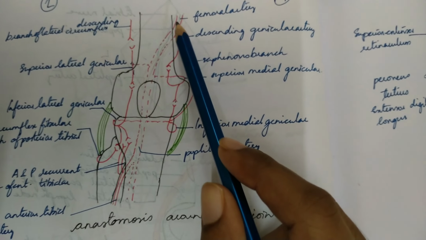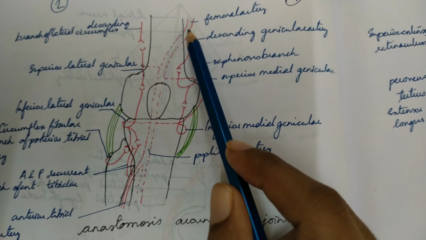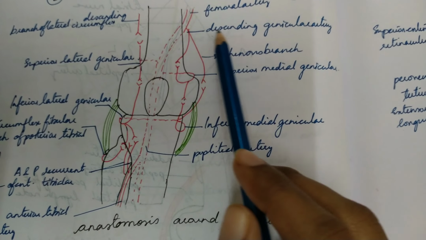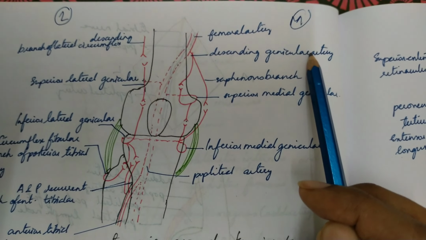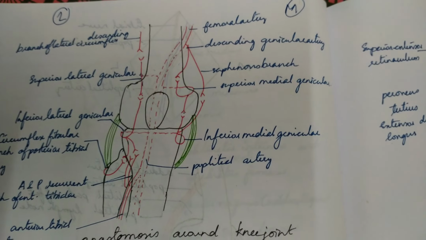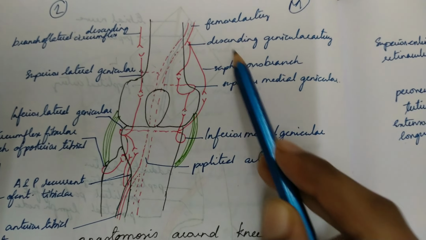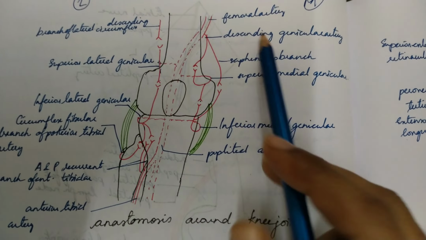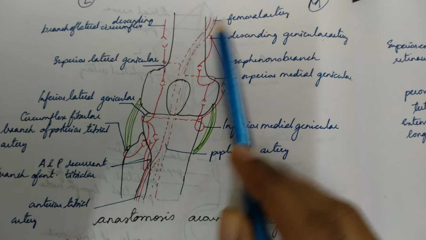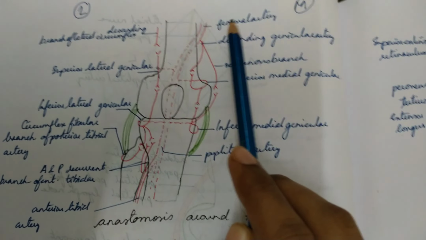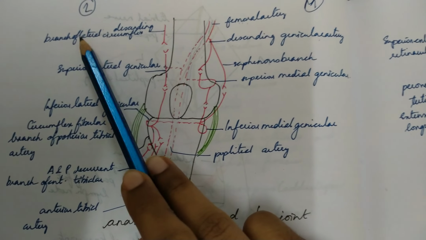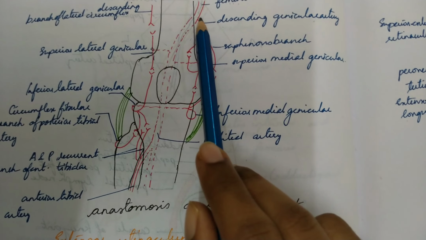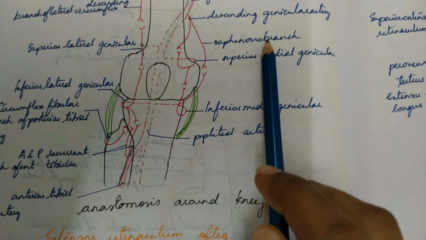Another branch, the last branch of the femoral artery before it becomes the popliteal artery, is the descending genicular artery. The descending genicular artery also takes part in the genicular anastomosis. Then you have the saphenous branch of the descending genicular artery. So the branches of the femoral artery that take part in the genicular anastomosis are the descending branch of the lateral circumflex artery, the descending genicular artery, and a branch of the descending genicular artery called the saphenous branch.